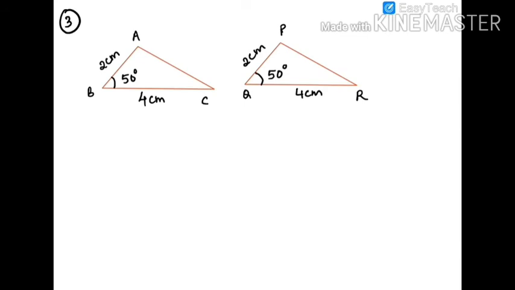In the first triangle, side BC is given and side AB is given, and the angle contained between these two sides is given as 50. In the second triangle PQR, side QR is also 4, QP is 2 centimeters and the angle contained between them is also 50 degrees. Let's overlap these two triangles.